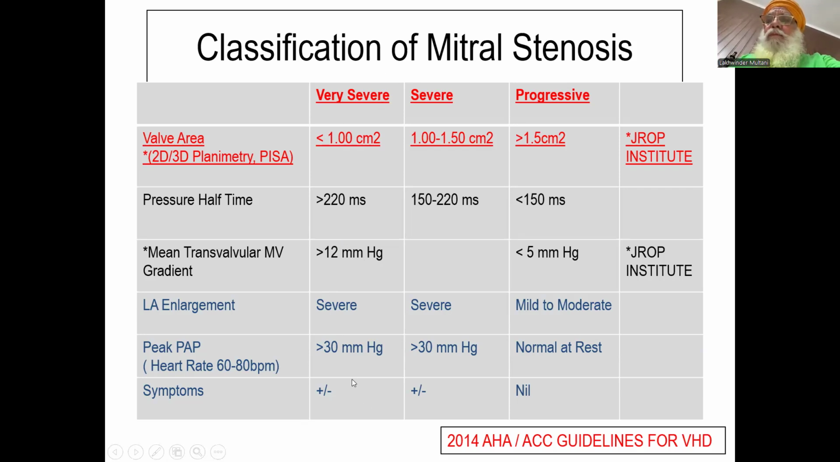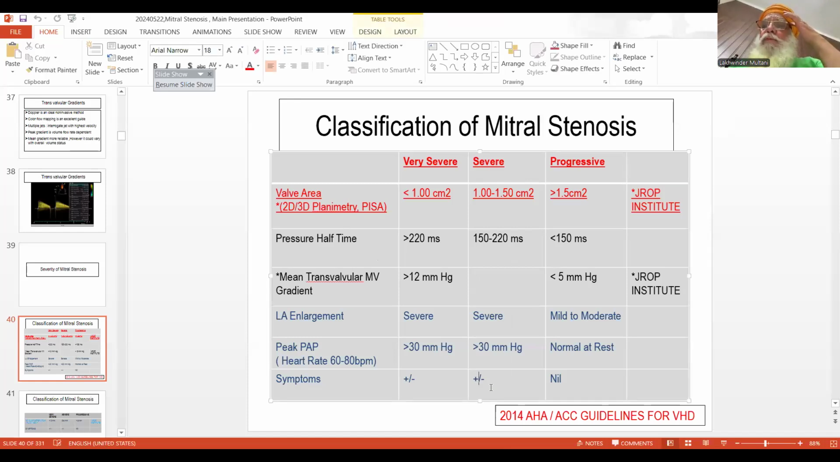And how is the surgery needed? There are multiple reasons. If this is 1 to 1.5 centimeter, pressure half time between 150 to 220, mean valvular gradient is between 5 and 12, LA enlargement is there, peak pulmonary artery pressure is there, if those people are symptomatic, they always go for surgery. The word should be symptoms have to be there to go for surgery in this subset of population.